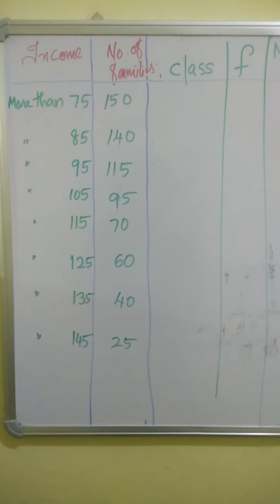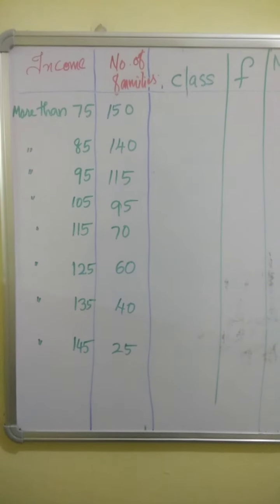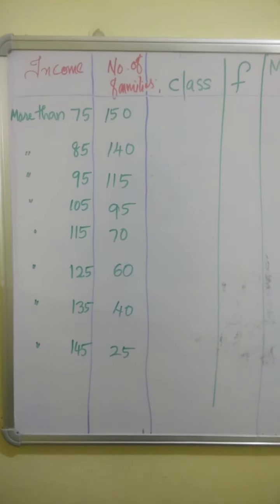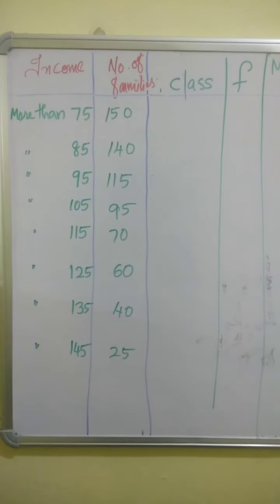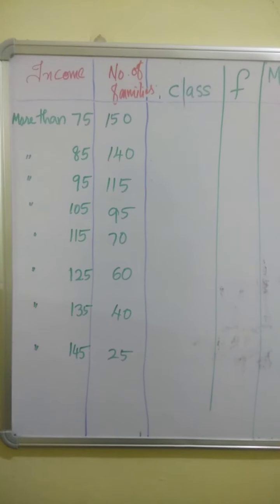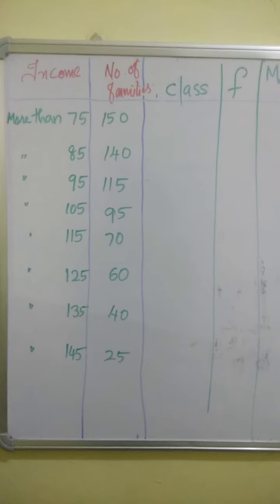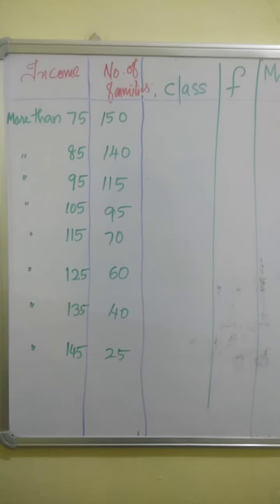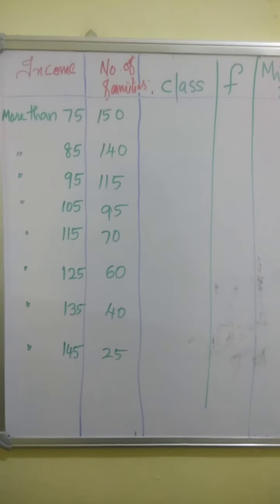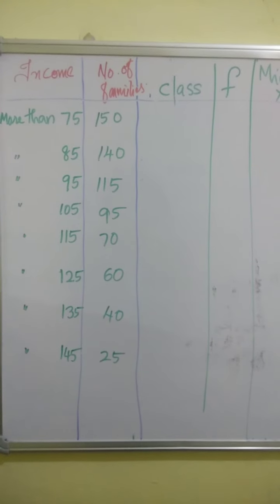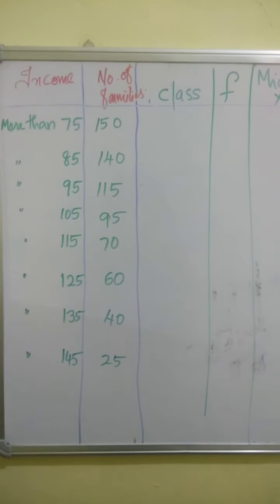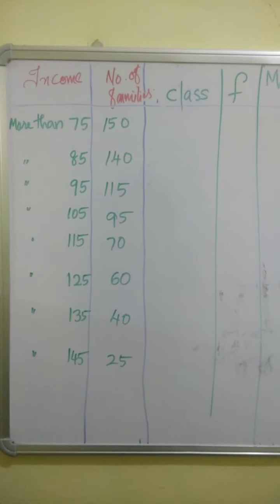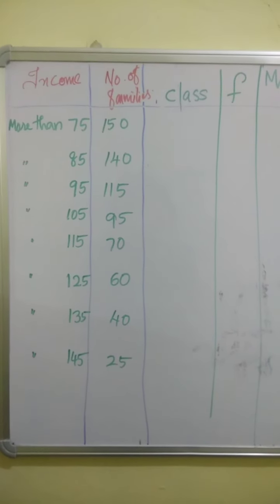This is another type of question. Here classes are not given, x is not given, but "more than" values are given. Income more than 75, more than 85, likewise. And the number of families, that is frequencies, are given cumulative. This is cumulative frequency. Find out the mean with different methods.